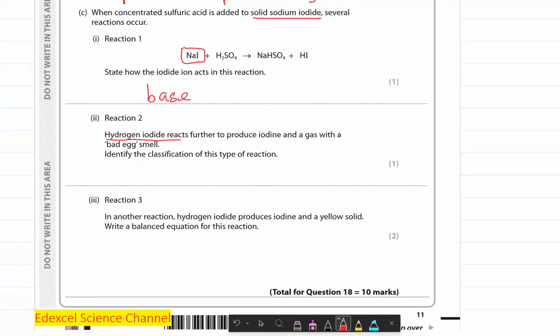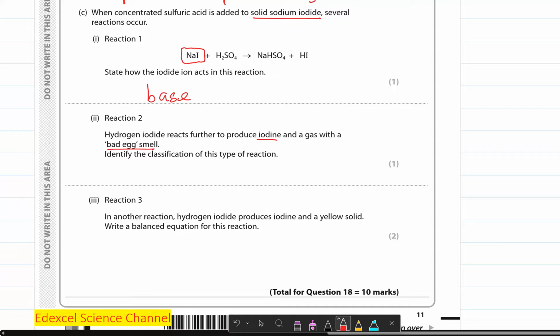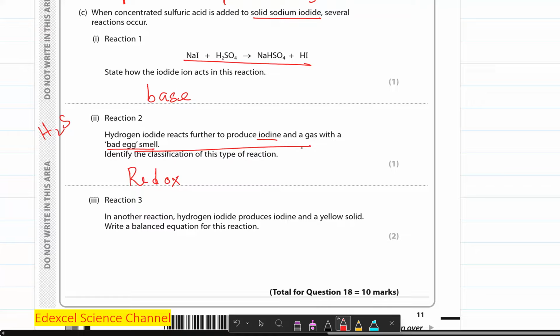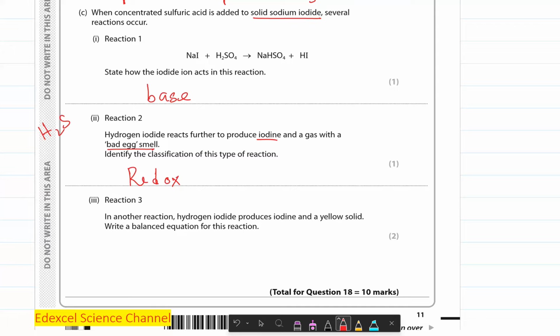Reaction 2. Hydrogen iodide reacts further to produce iodine and a gas with a bad egg smell. This is hydrogen sulfide. Okay. It has a rotten egg smell or a bad egg smell. Identify the classification of this type of reaction. This is a redox reaction, okay? Because in all of these reactions, in this reaction and this reaction and the other one which produces sulfur dioxide, all of them are redox reactions. Why? Because both oxidation and reduction are taking place simultaneously.